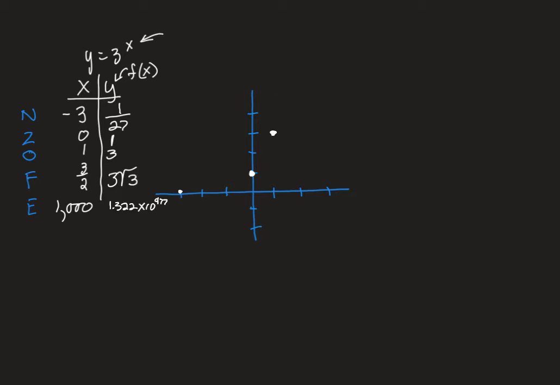Okay, I do need a calculator approximation of this, and that is 5.196. So that's at 3 halves. So 3 halves is 1 1/2, and then I have to go up 5.19. So 1, 2, 3, 4, 5.19. So about there. And I can now connect these carefully for that classic exponential curve. Okay.